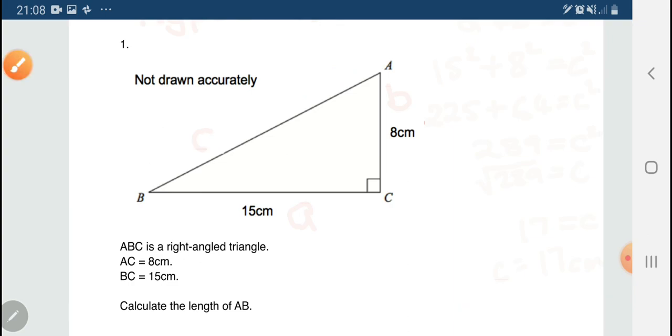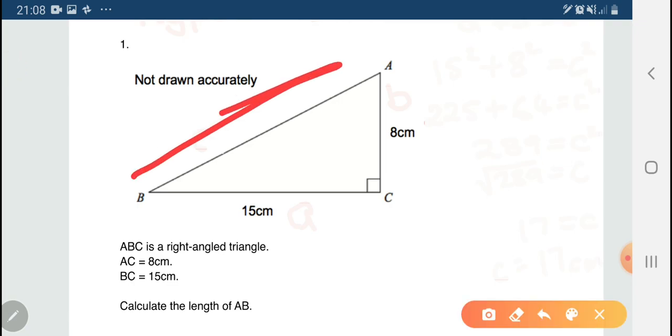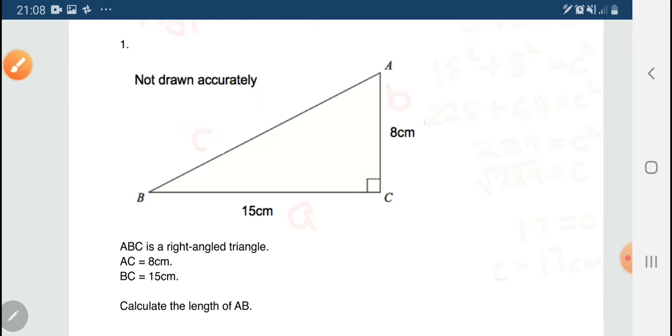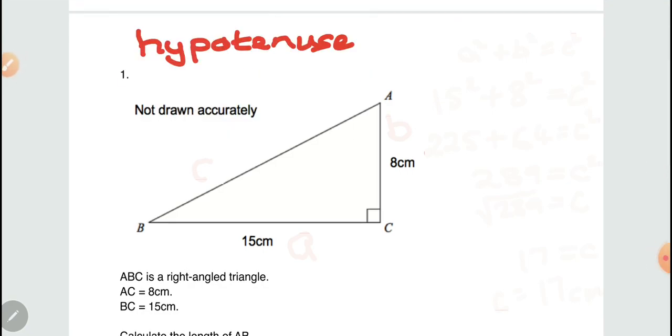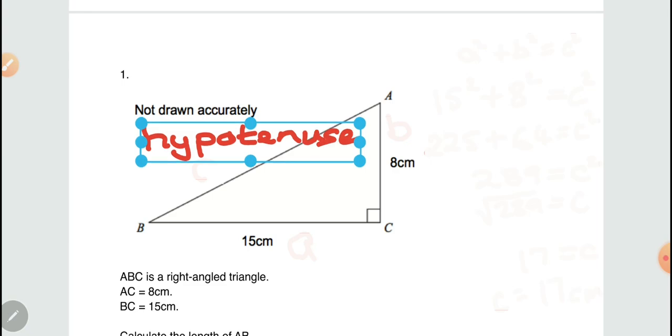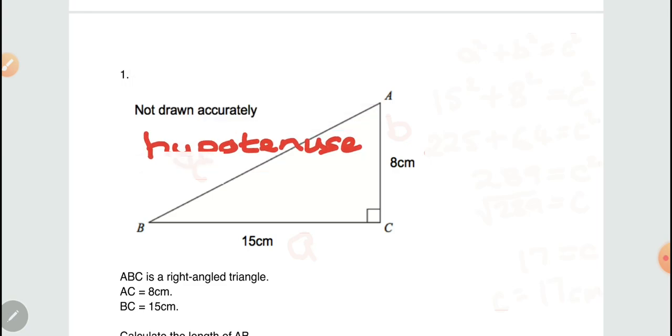Now, one thing to realize is that this here is actually the longest side of the triangle because it's opposite this right angle. So this must be the longest side. And we call this the hypotenuse. So this longest side is called the hypotenuse.